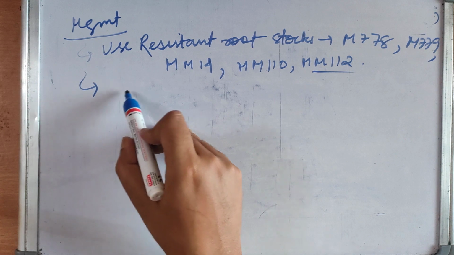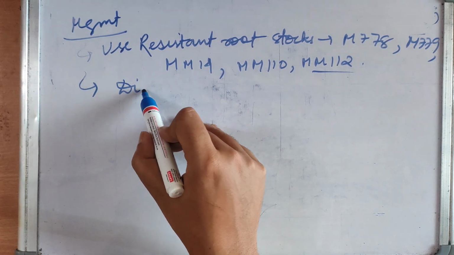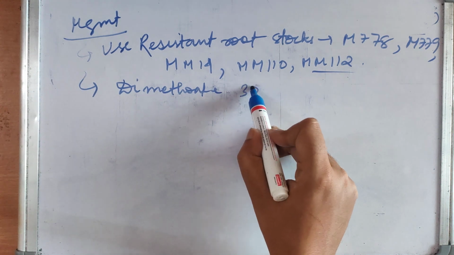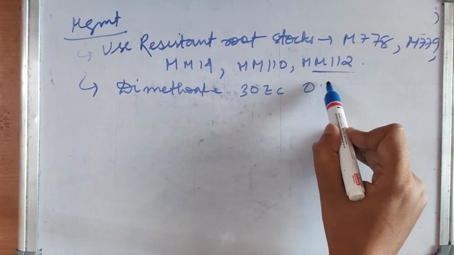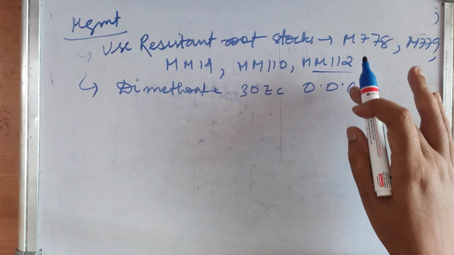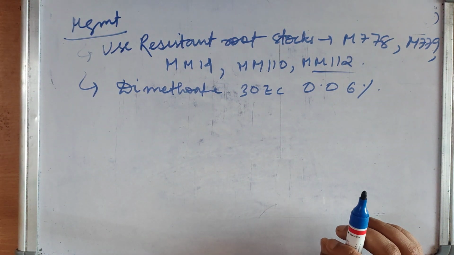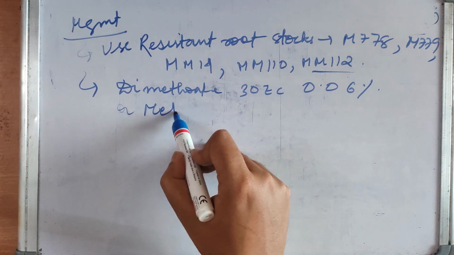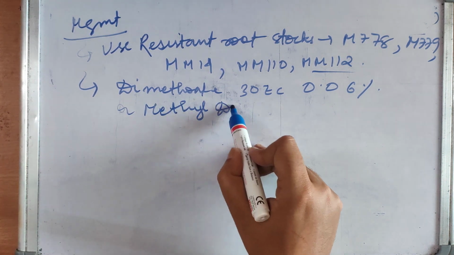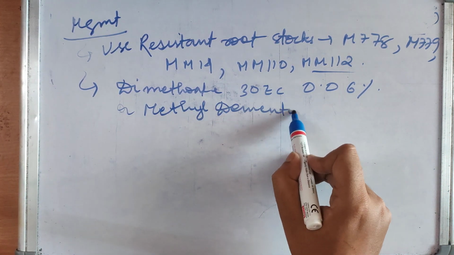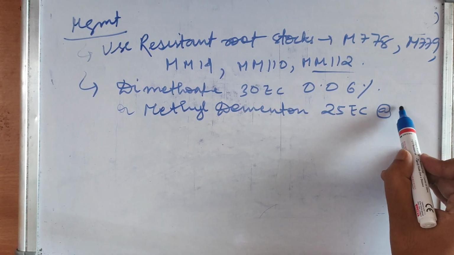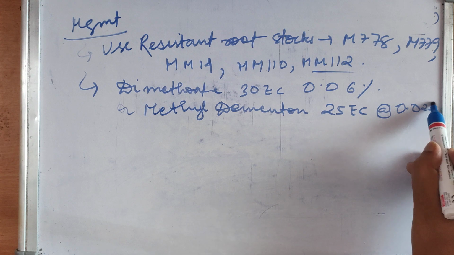We can spray dimethoate. It is 30 EC, 0.06%, or methyl dimethanol, or we can spray methyl dimethanol 25 EC at the rate of 0.025%.